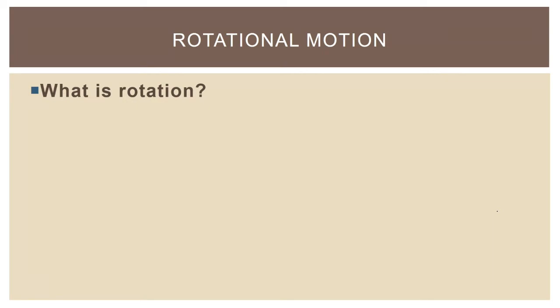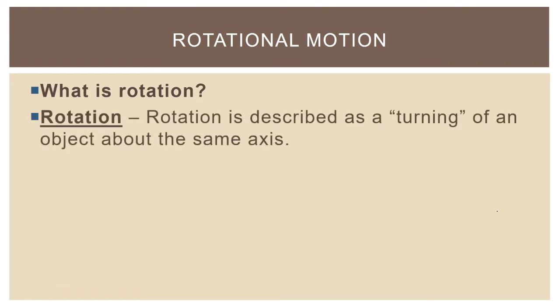If an object is rotating, what is it doing? There's a lot of different words that you can use for this, but let's just go ahead and say rotation can be described as a turning of an object about the same axis. So if an object is rotating, it's going to be turning about a particular axis, and that's going to be a sort of repeated motion.